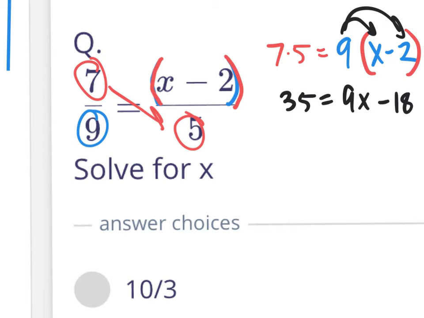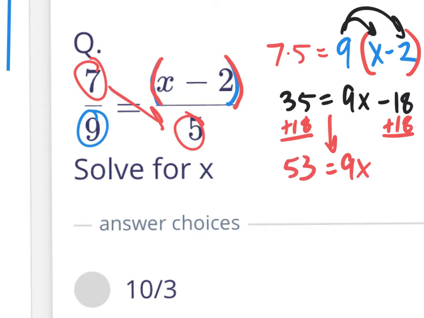So we still need to get x by itself. We're going to add 18. Add 18. We will end up with the equal sign coming down. The 9x over here. 35 plus 18, that's 40. That's 53, that's weird. Okay, so 53, and we still need to get rid of the 9. And the reason why I say it's weird is because you need to get rid of the multiplication of 9 in front of the x.